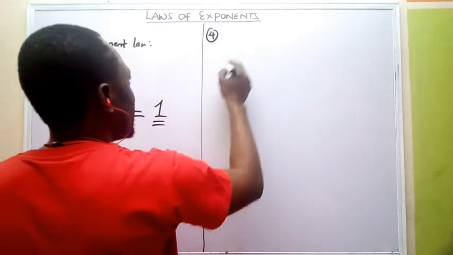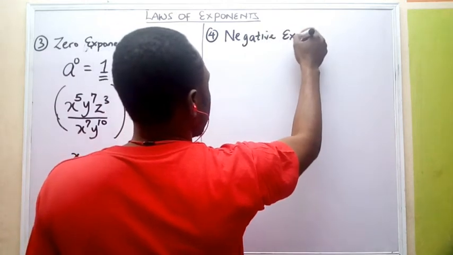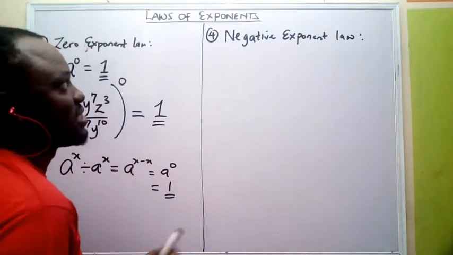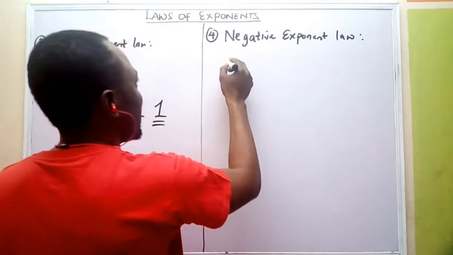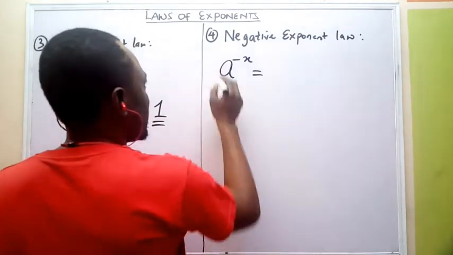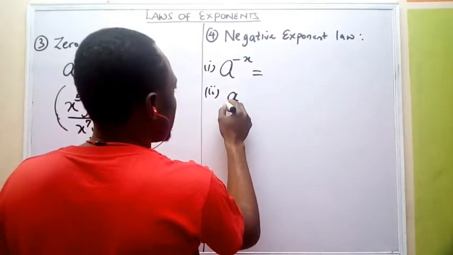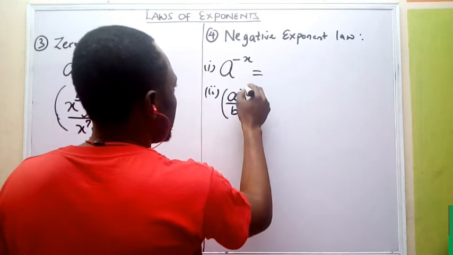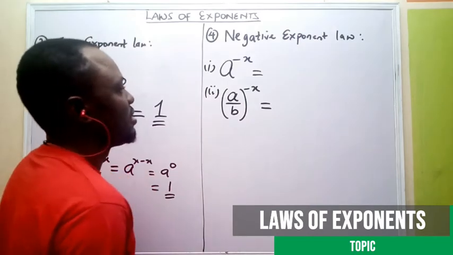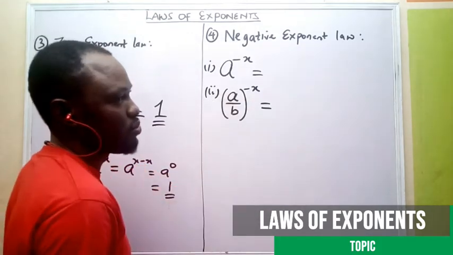Now we're going to look at the negative exponent law. Let me call it that way. Negative exponent law shows that the exponent is negative. For instance, if I have a, the exponent is negative x. Now, for negative exponent law, there are two conditions. Let's say this is a over b, negative x. So in the first one, my base is in a whole number form. In the second one, my base is in a fractional form.